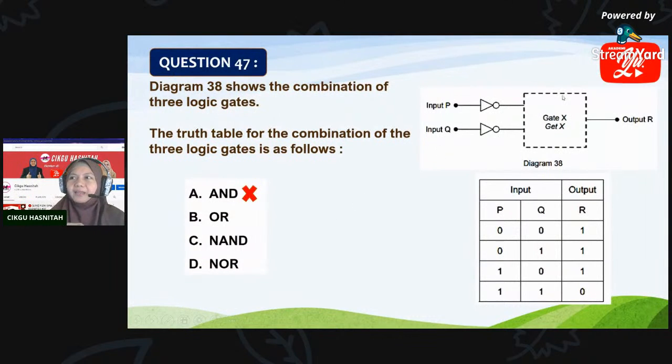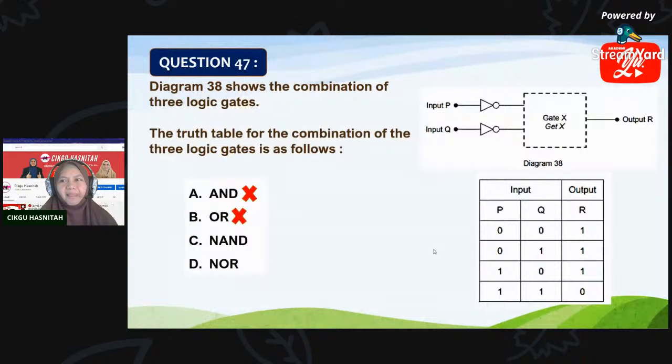If we say X is OR gate, let's say we fix OR gate. So for OR gate, 0 or 0 supposed to be 0, but this is 1. For OR gate, 0 or 1 supposed to be 1. Yes. For OR gate, 1 or 0 supposed to be 1. Yes. 1 or 1 supposed to be 1, but here is 0. So it is not OR gate. It's not AND gate. It's not OR gate.